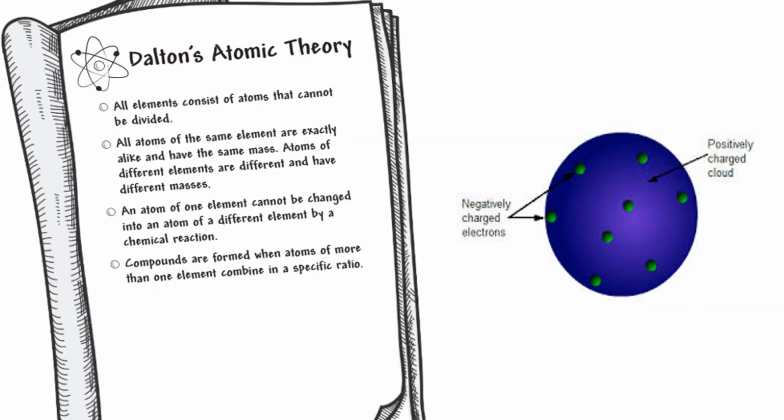In Dalton's atomic theory, Dalton believed that all elements consisted of atoms that cannot be divided. Also, that all atoms of the same element are exactly alike and have the same mass. Atoms of different elements are different and have different masses. An atom of one element cannot be changed into an atom of a different element by a chemical reaction, and compounds are formed when atoms of more than one element combine in a specific ratio.